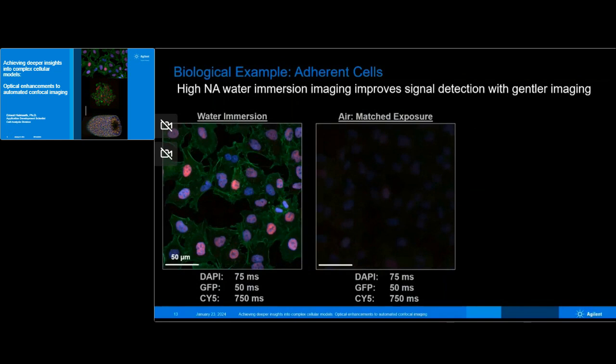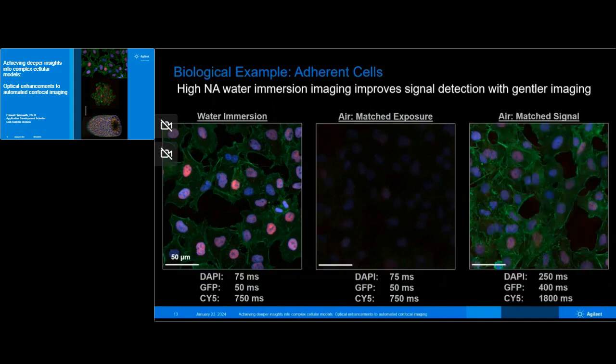So here are 2 different images taken of the same sample with the same exposure settings. And what you'll see is that the water immersion collects more light with the same exposure settings. You can collect that same amount of light with an air objective. However, you're also going to be increasing your exposure settings, which can lead to either phototoxicity or photobleaching. And again, the main point here is that water immersion collects that light using gentler, more efficient imaging.